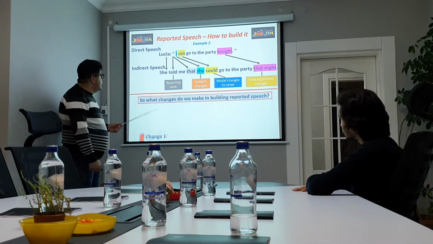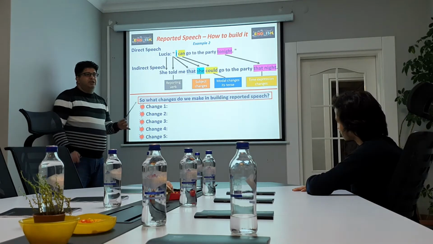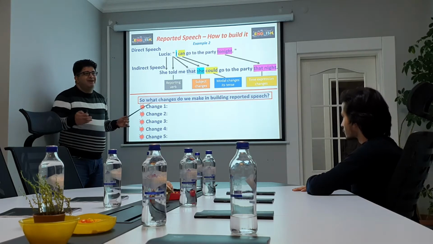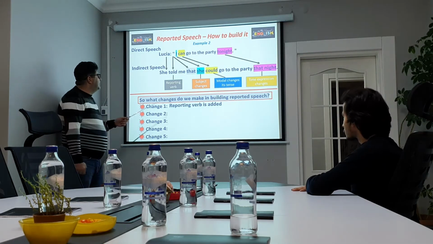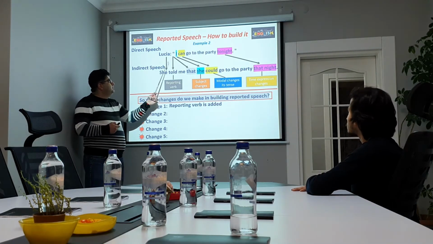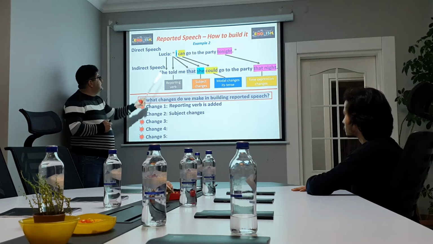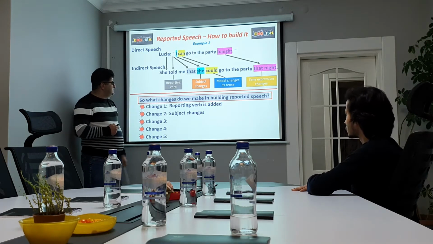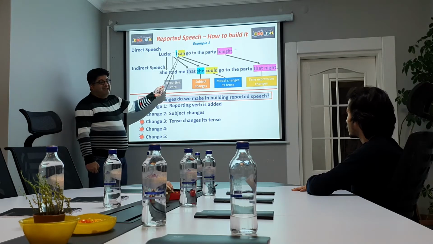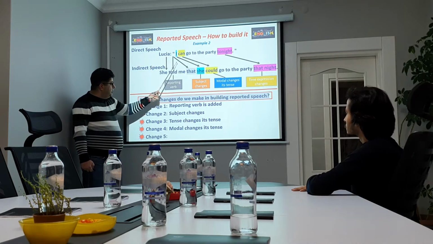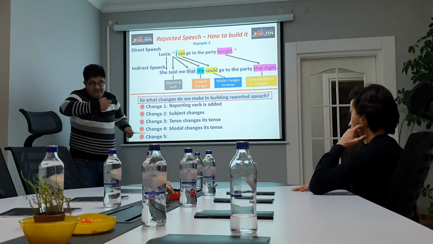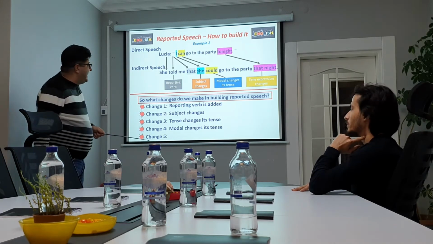Okay, so what changes do we make in building reported speech? There are 5 changes. Change number 1, we add a reported word. Change number 2, the subject changes. Change number 3, the tense, or 4, the modal changes its tense because they make it one past.